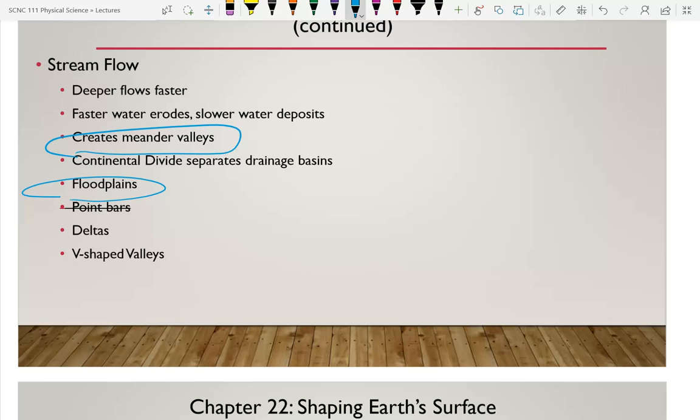Sometimes I can't read. I read this as faster water erodes, like faster, or I read it as freshwater erodes. Freshwater erodes, that doesn't make sense.